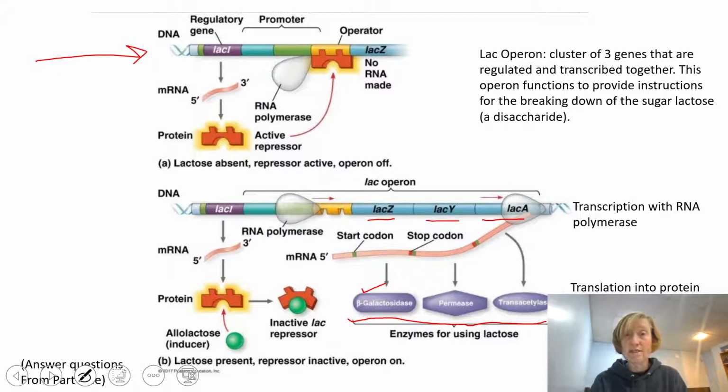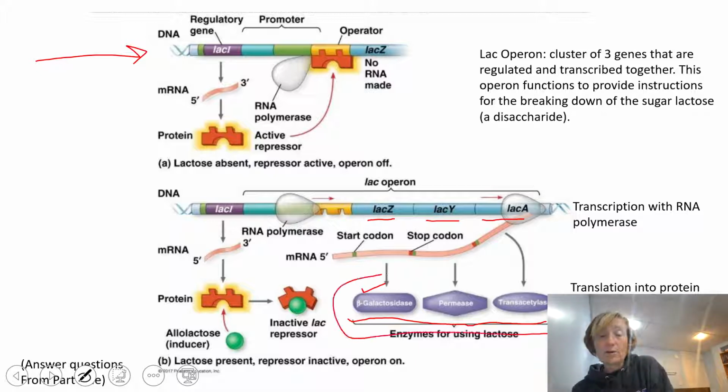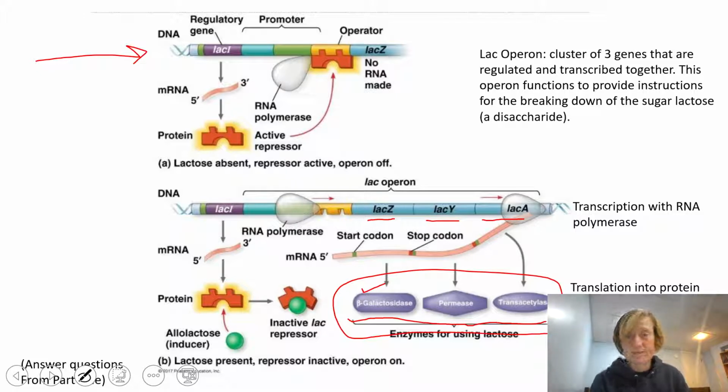It's made up of 2 parts, glucose and galactose, and it needs to be digested in order for the bacteria to use the sugar to make ATP. Okay, and it needs to have these 3 enzymes available in order to break down lactose. If it doesn't have those, it can't break down lactose. Lactose is a good sugar for bacteria, but it's not their favorite. If glucose is around, they'll use that.